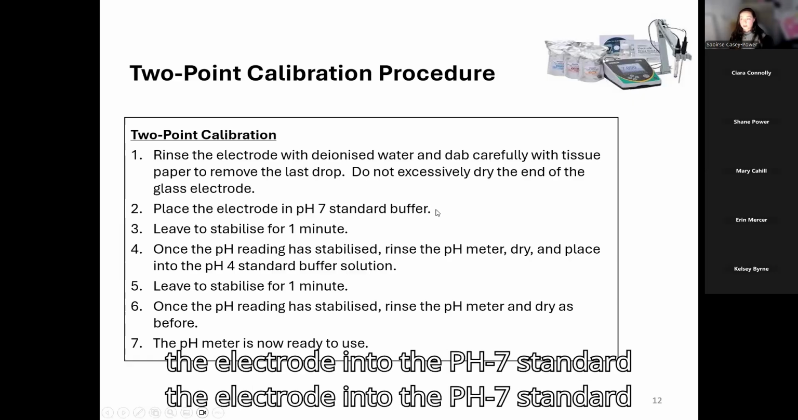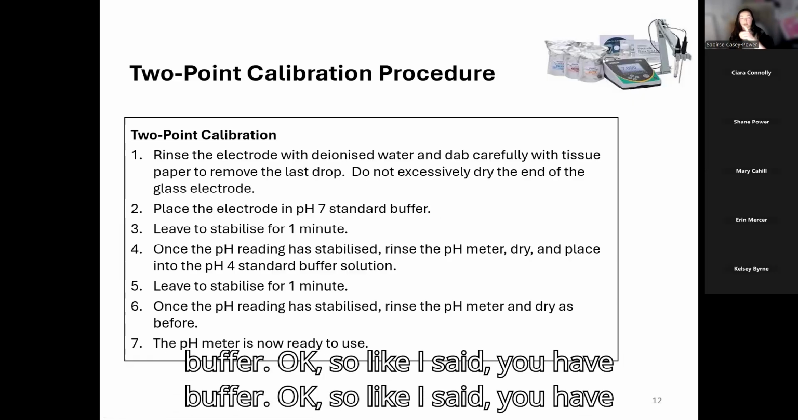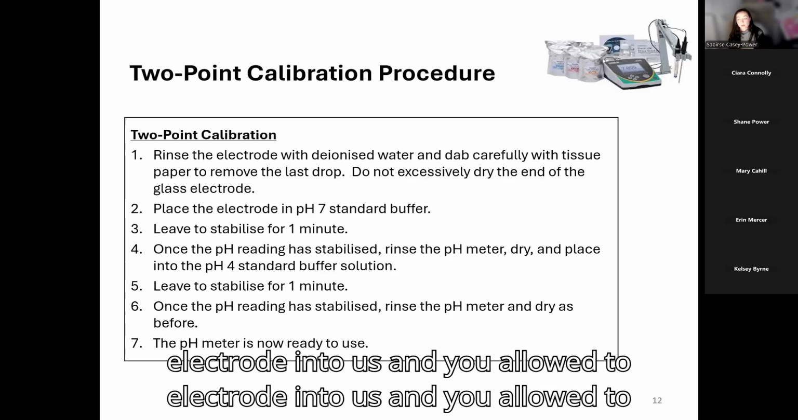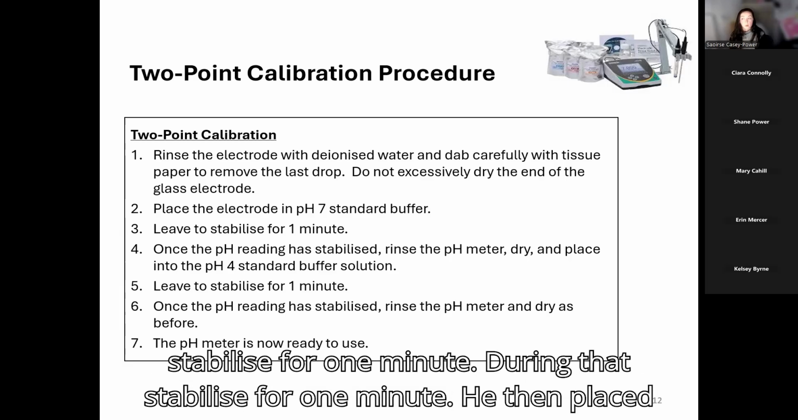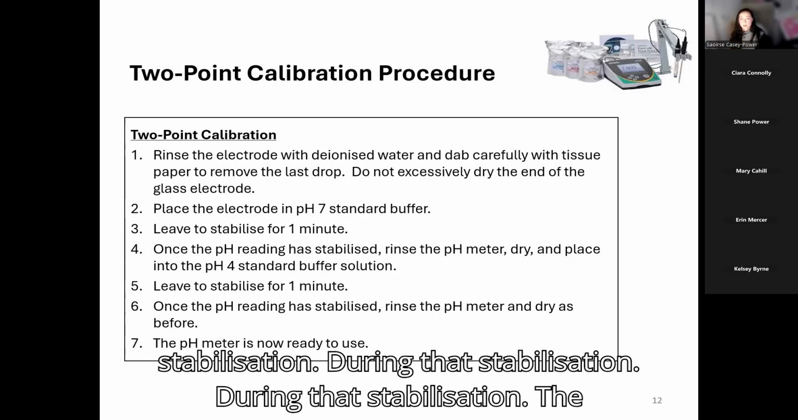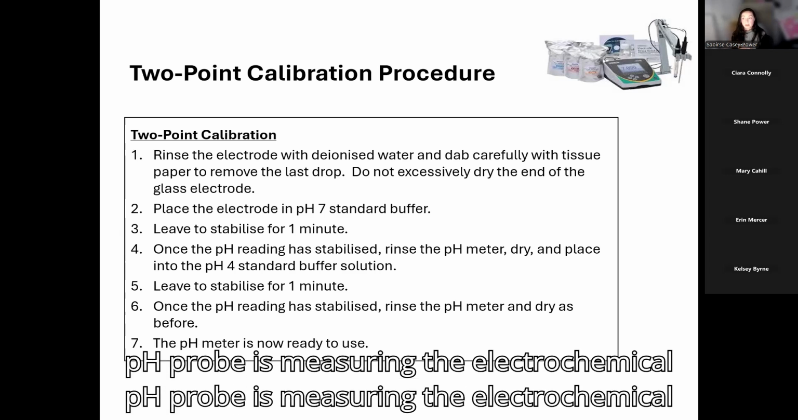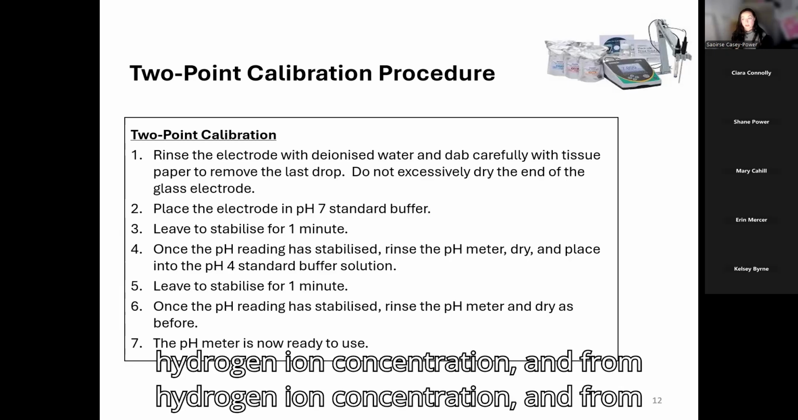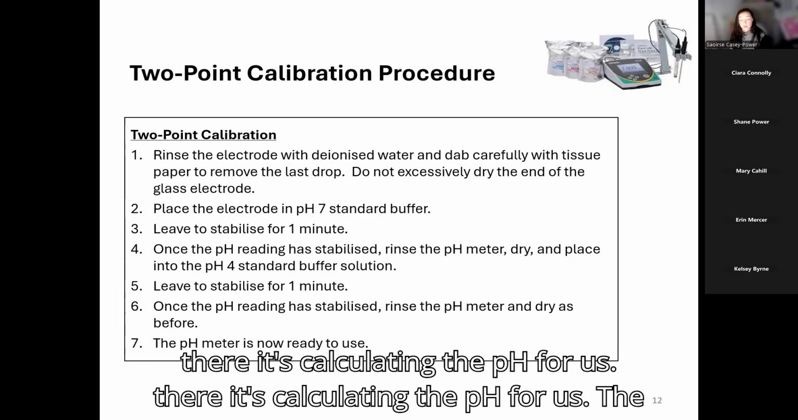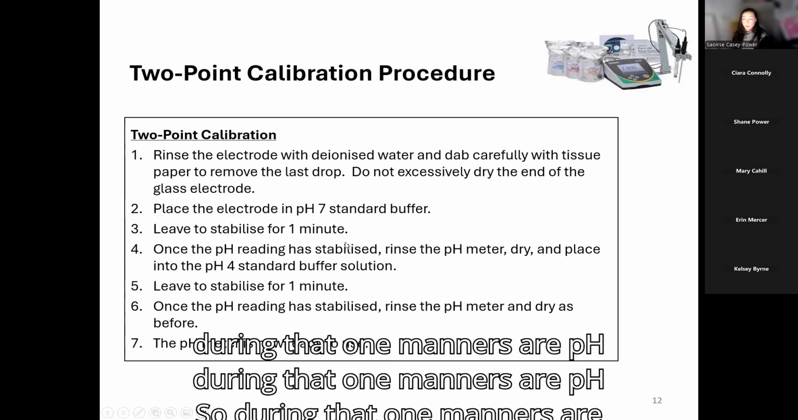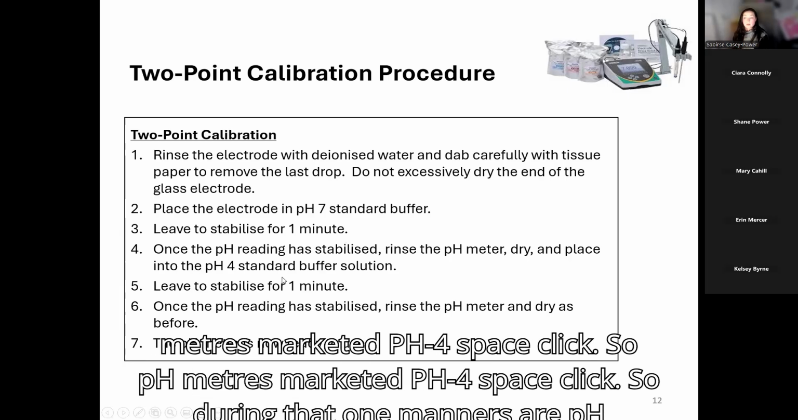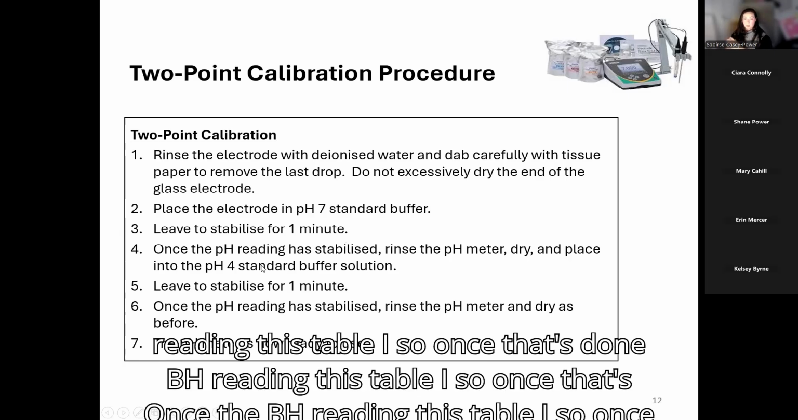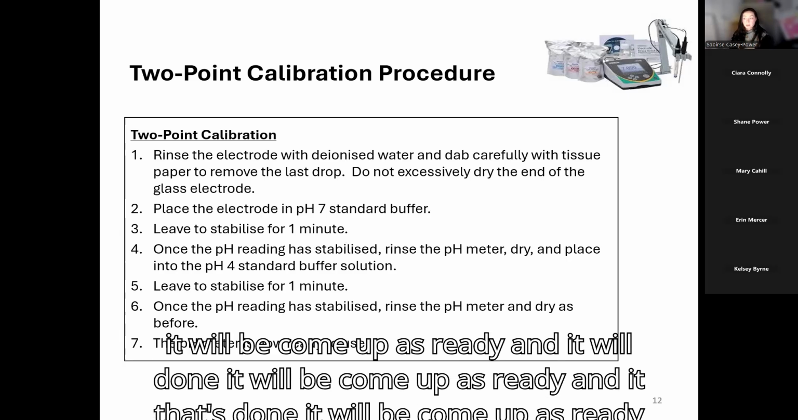You then place the electrode into the pH 7 standard buffer. Like I said, you have those little sample cups that will contain pH 7 buffer. You place the electrode into it and you allow it to stabilize for 1 minute. During that stabilization period, the pH probe is measuring the electrochemical potential, converting that into a hydrogen ion concentration, and from there it's calculating the pH for us. So during that 1 minute, our pH meter is working out the pH for us, basically.